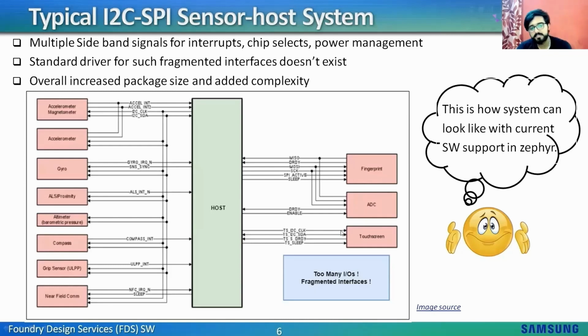So as the count of sensors increases, these interrupt lines, synchronization lines, and select lines will also increase, making the system very complex because of the large number of inputs and outputs. Also, from this analysis, we can tell these require separate interfaces for I2C and SPI, resulting in an overall fragmented interface, for which we cannot have a standard driver for the host. So we can see how complex a system can get with the current software support in Zephyr.